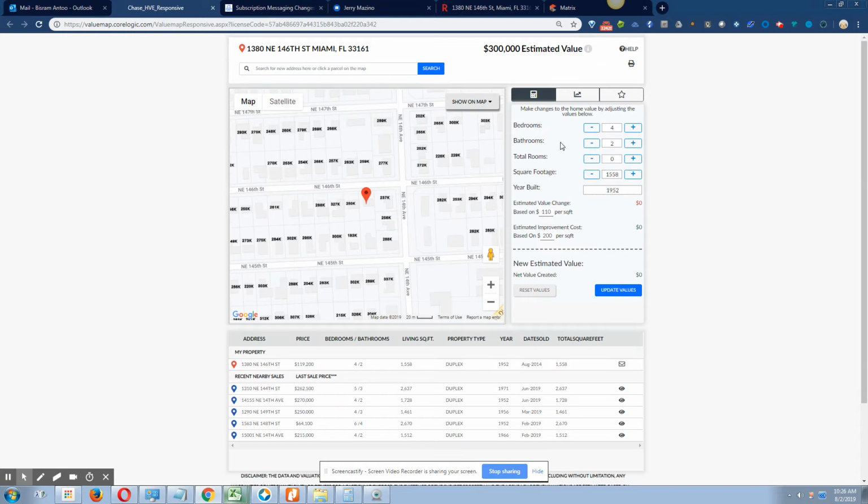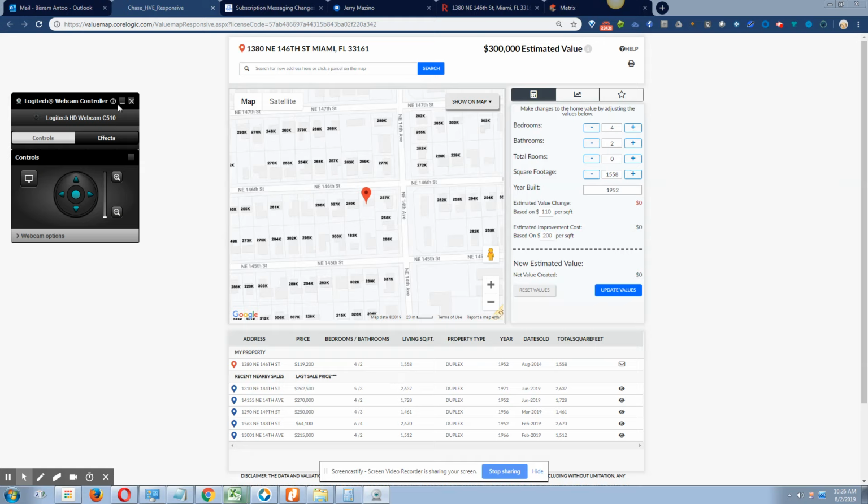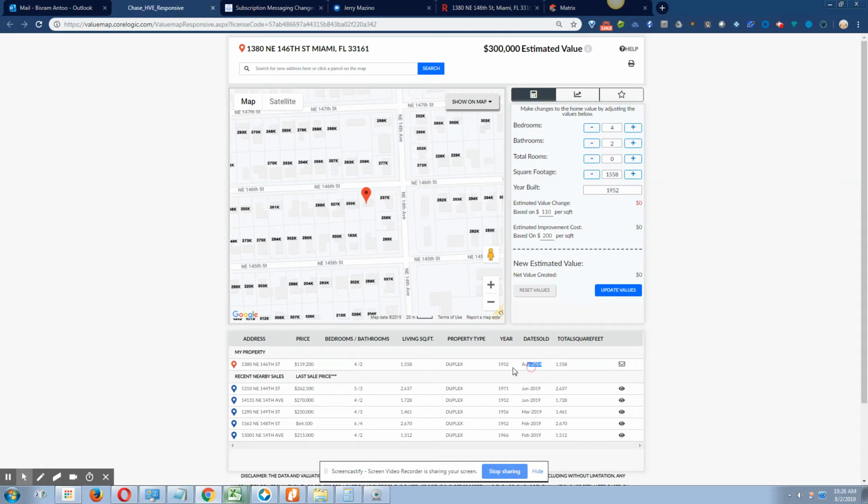Okay, comparables. This is a software I use. It tells me it's about 300, more or less, considering that the property is a 2 bedroom, 1 bath. Basically, it's a 2-1 on one side, 2-1 on the other. They bought this back in 2014 for about 119.